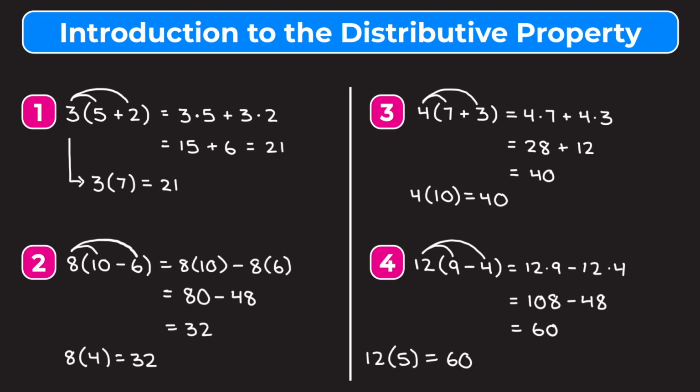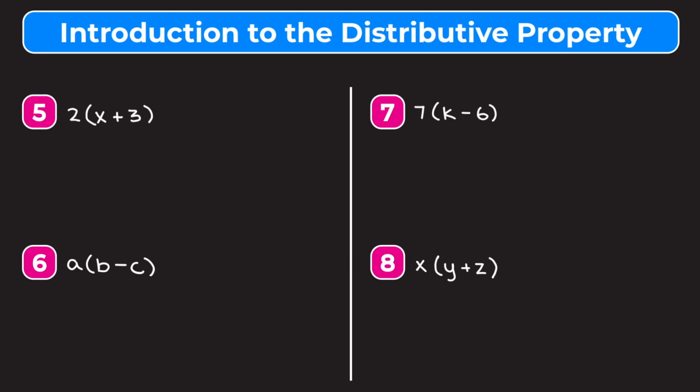So now we're going to go over 4 examples that involve variables. For these last 4 examples, we have expressions involving variables. So we're not actually going to be able to use PEMDAS to combine what's inside the parentheses. This is one of the instances where the distributive property may come in handy. So let's jump into example 5. We have 2 times the quantity of x plus 3.